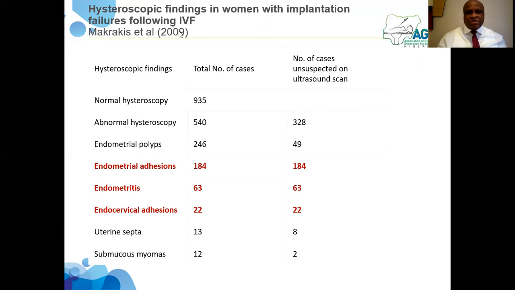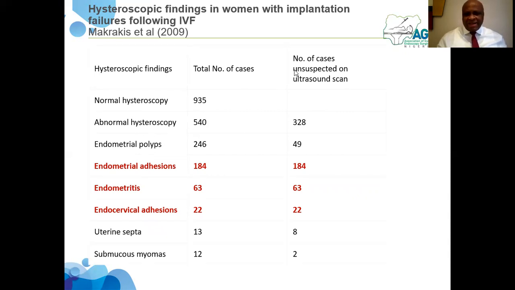If you look at this study, which was published in 2009, now, this was not a randomized control trial. This was a prospective observational study. This group looked at women who had failed IVF, and then they went back to hysteroscope these women and looked at their ultrasound scan report to see whether they suspected intrauterine lesions. And you could see a lot more abnormality was discovered in this group of women in this particular study.